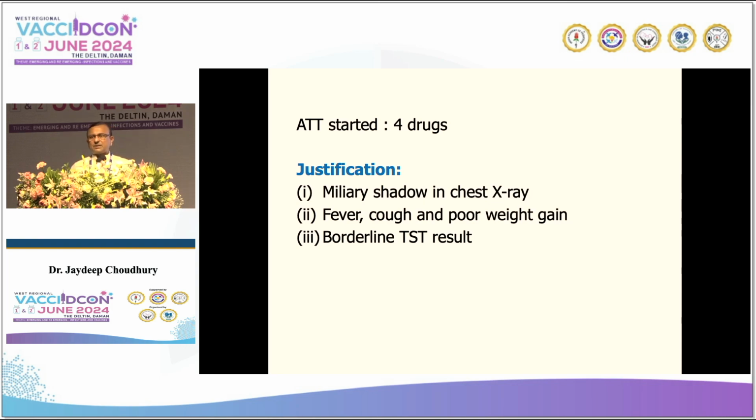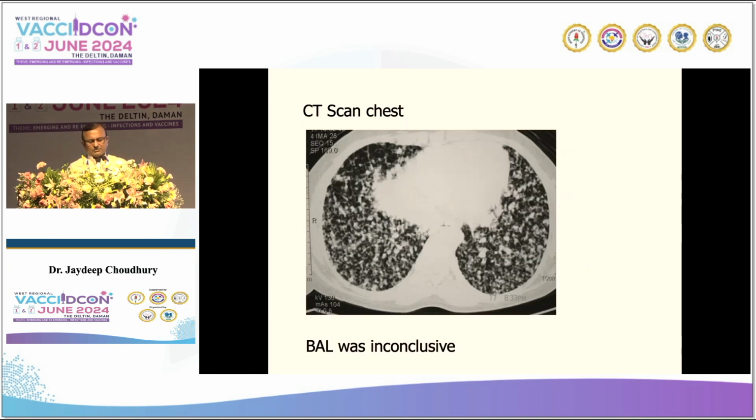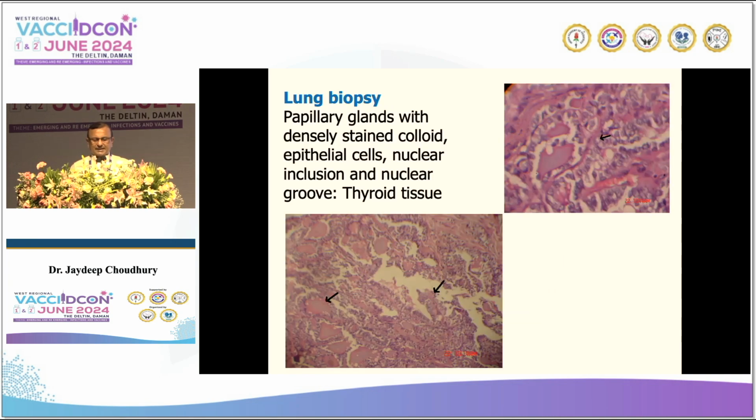There was low-grade fever, persistent cough and poor weight gain, and the tuberculin sensitivity test was borderline, 8 millimeters. So this was the justification. The child initially showed some improvement, but persisted to have cough. Even after 2 days, the X-ray was repeated and there was no change. So some thought comes: what could it be? A CT was done. It was diffuse, you can see patchy opacity, typical of the miliary shadow that we had in the chest X-ray. Bronchoalveolar lavage was obviously done and it was negative. Now, along with other investigations, just to cut the long story short, ultimately the lung biopsy was done and it showed thyroid tissue.